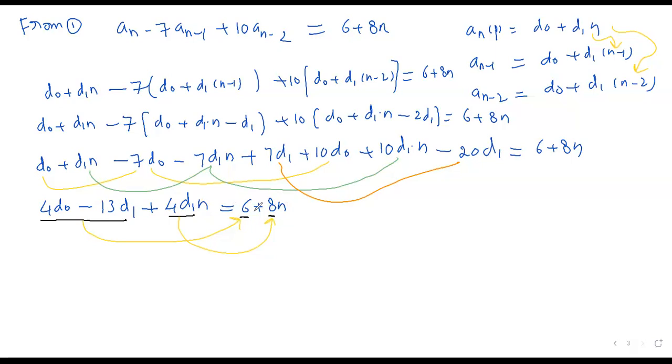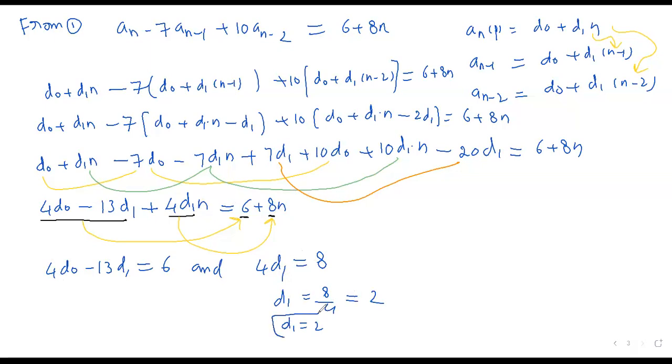Therefore, compare the two constant terms. Constant term means 4d0 minus 13d1, which is equal to 6, and then the n terms. Compare the n term. Here the coefficient of n is 4d1. On the right side, the coefficient of n is 8. Therefore, if you simplify this, you will get d1 equals 8 by 4. Finally, d1 equals 2.